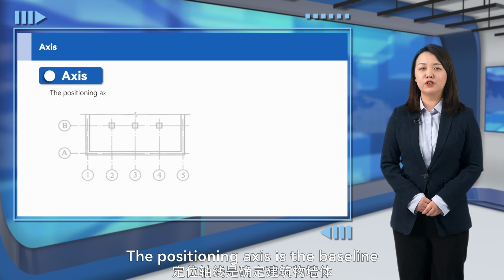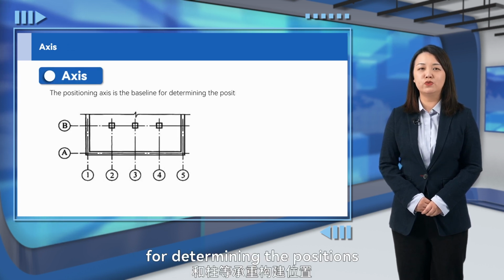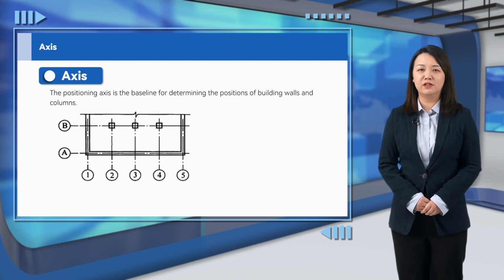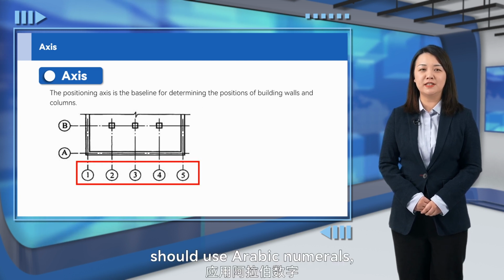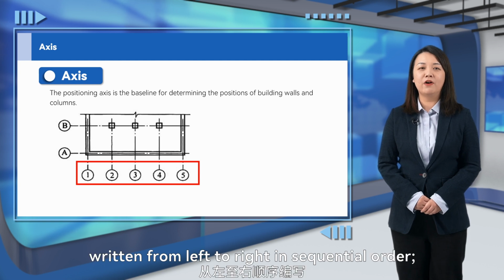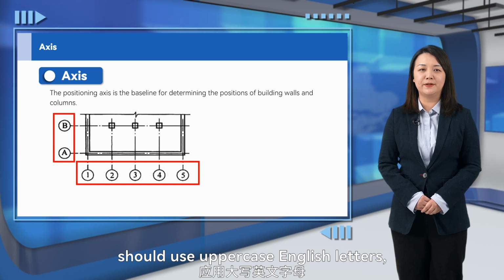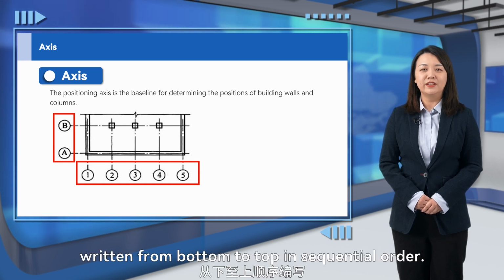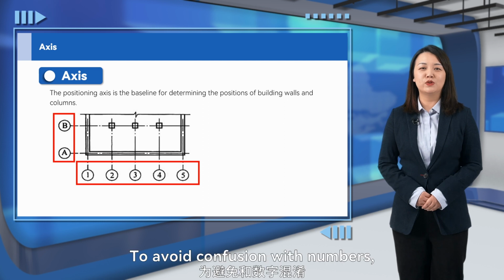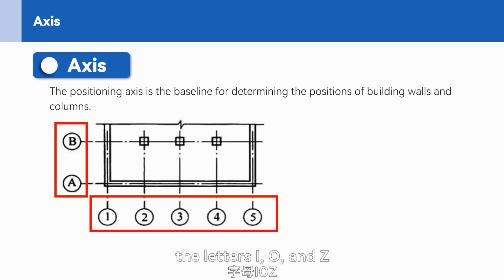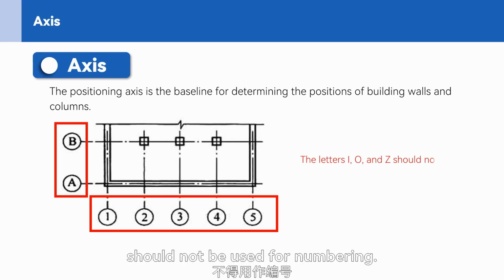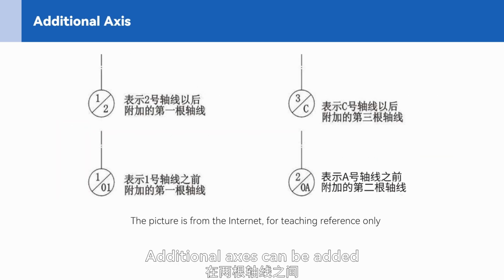3. Axis. The positioning axis is the baseline for determining the positions of building walls and columns. Horizontal numbering should use Arabic numerals, written from left to right in sequential order. Vertical numbering should use uppercase English letters, written from bottom to top in sequential order. To avoid confusion with numbers, the letters I, O, and Z should not be used for numbering. Additional axes. Additional axes can be added between two axes as needed and are represented as fractions.